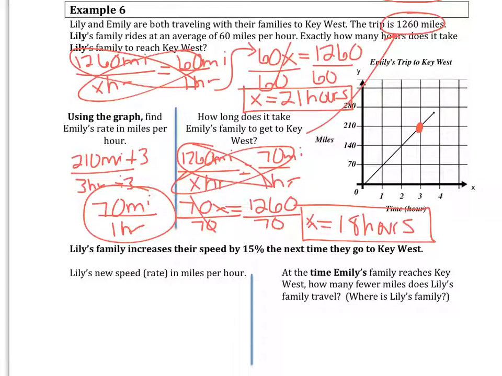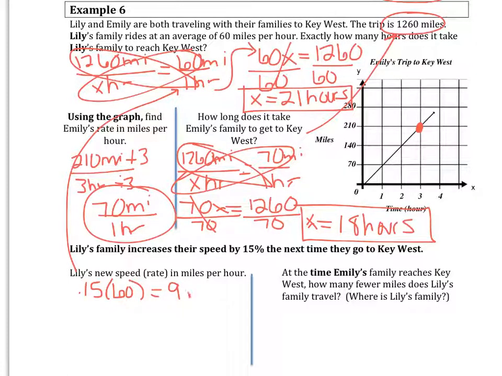Okay, so now it tells us that Lily's family increases their speed by 15% the next time they go to Key West. So what is Lily's new speed in miles per hour? So what we need to do is go back to Lily, which is all the way up here. She was going 60 miles per hour, and figure out her new speed. So we would do 0.15 times 60 to see how many additional miles she's traveling per hour. And we would get an answer of 9.